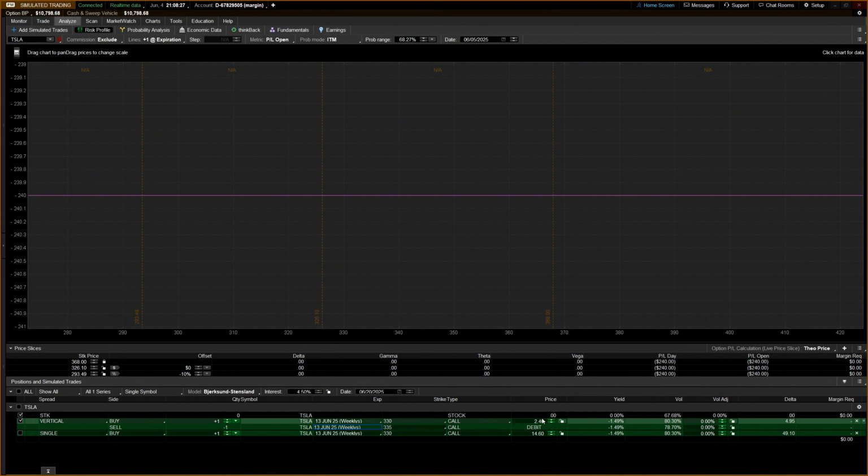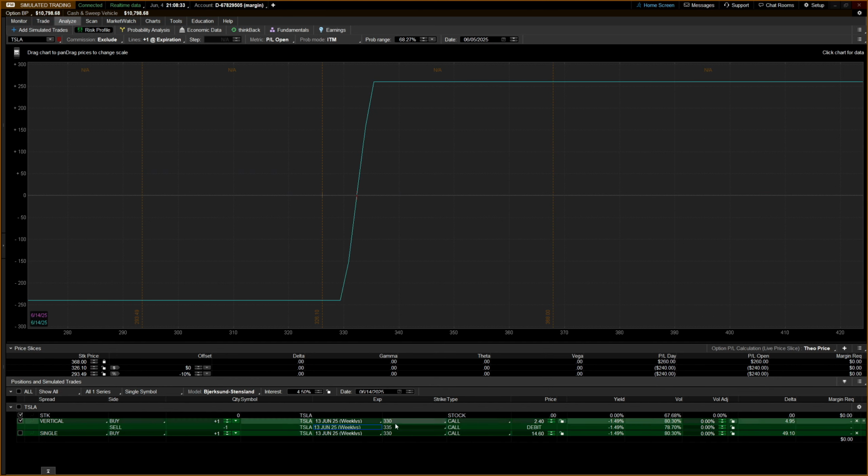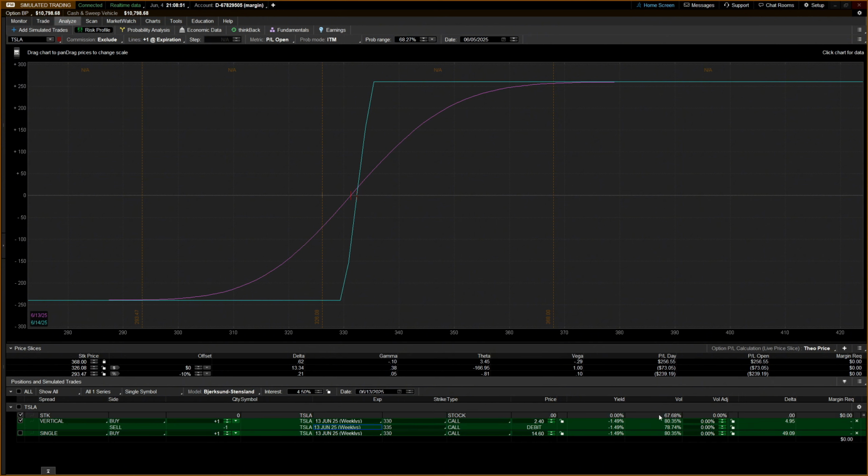Now, you are exposed to the opportunity risk at this point. Let's go back here. As I was saying, if Tesla does decide to go to the moon and go to 420, well, you're still just going to make $260. So you've got to be okay with that. And that's just the way it works. That's just trading.